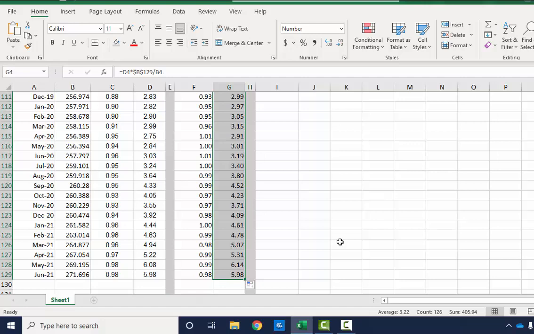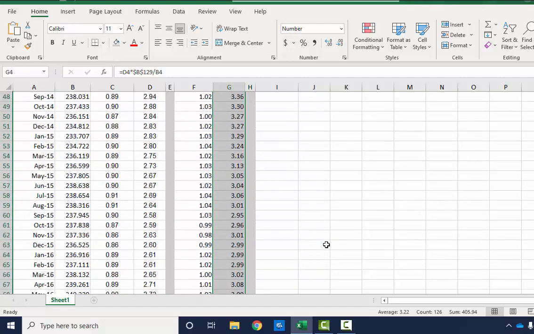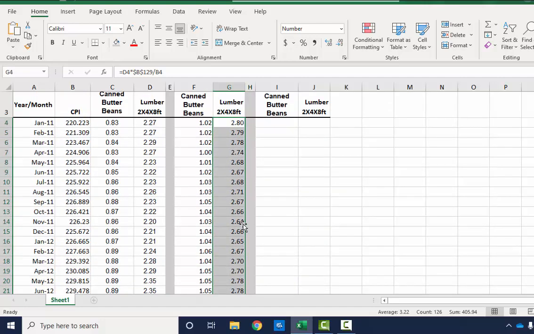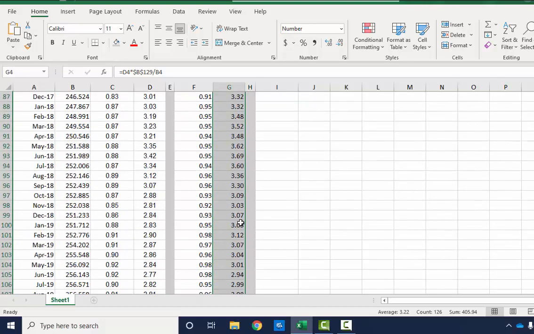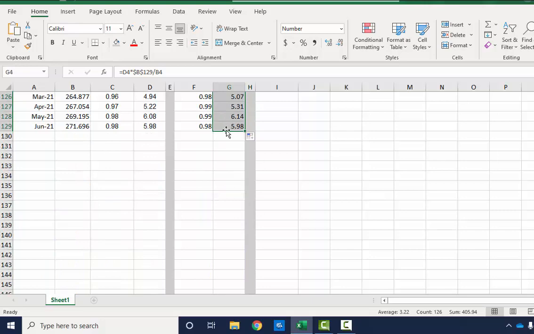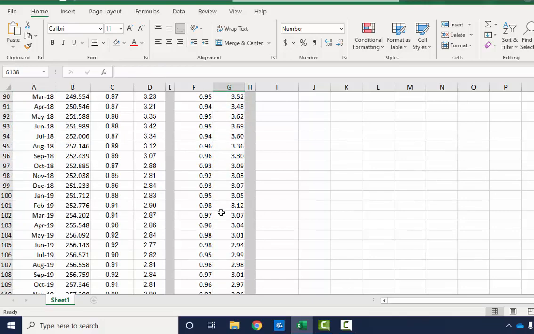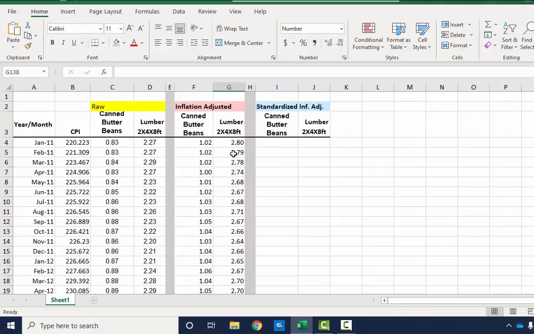There we go. So notice that the inflation in a stick of lumber has been way more than what's happened in a can of beans. That stick of lumber now is $5.98, and it was only $2.80 before. So if your project is just one thing, then you're kind of done.